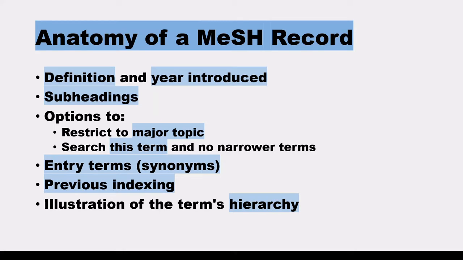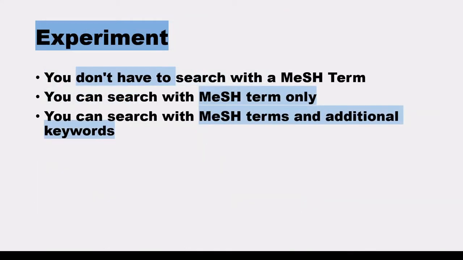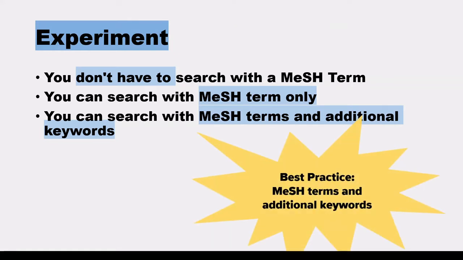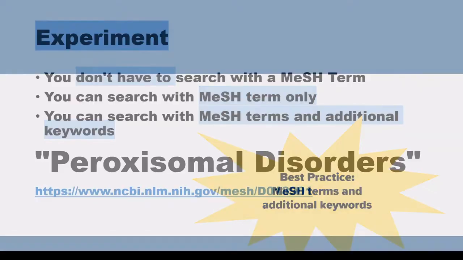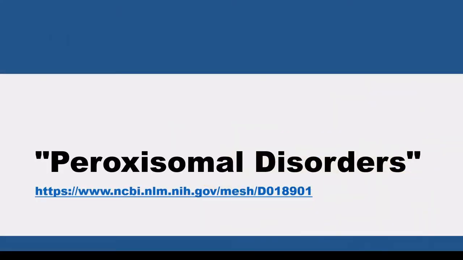All that being said, you do not have to search with a MeSH term only. You can also search with keywords. Best practice, at least for me, is to search with MeSH terms and additional keywords so that I can ensure capturing not only literature regardless of how it's been indexed, but also literature whether or not it's been indexed with MeSH. Let's look at the record for the MeSH term peroxisomal disorders.